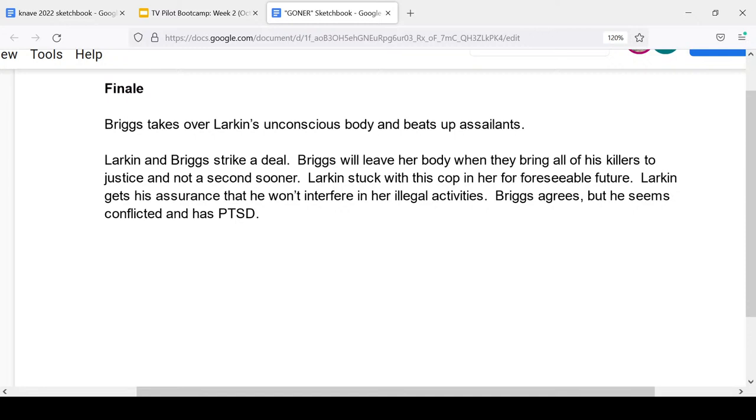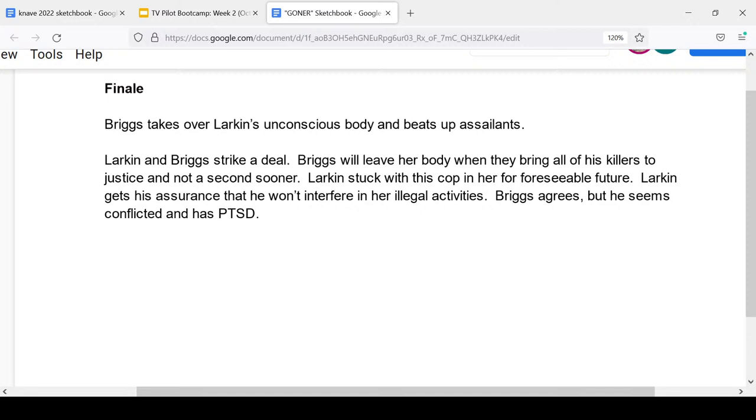But in any case, we have defeated the villain of this episode. Larkin and Briggs strike a deal. Briggs will leave her body when they bring all his killers to justice, and not a second sooner. Larkin is stuck with this cop for the foreseeable future. She gets his assurance that he won't interfere in her illegal activities. Oh, you mean stealing? Briggs agrees, but he seems conflicted and has PTSD.